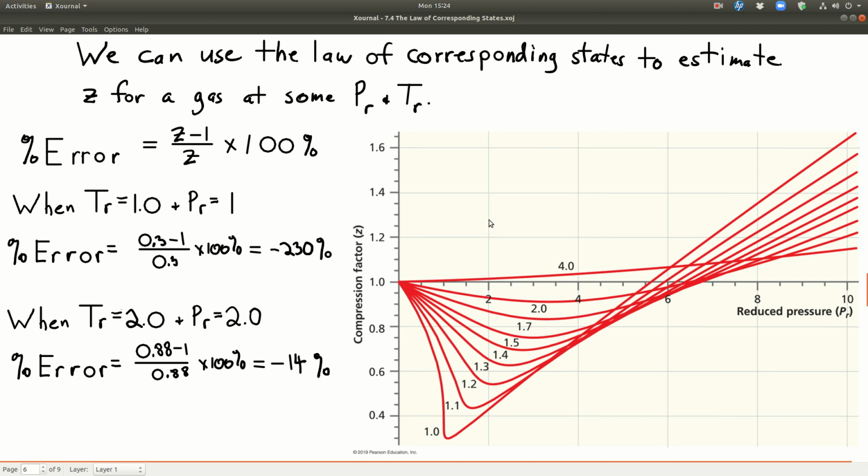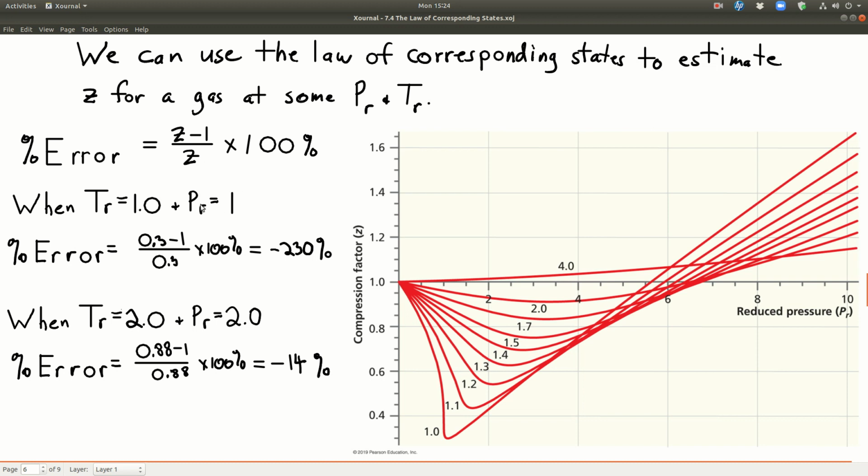So one way we can use the law of corresponding states, which is what gives us these graphs, is the percent error. The percent error tells us what error we would have by treating that gas as an ideal gas. In other words, how different does that gas behave than an ideal gas would under those conditions. So it's the compression factor minus 1, which is the value if it's an ideal gas, divided by Z, times 100.